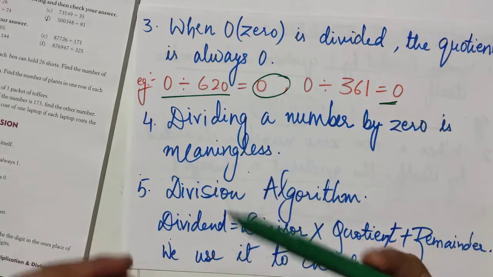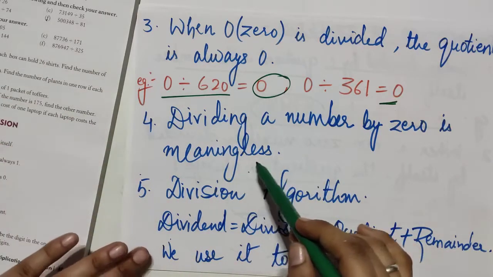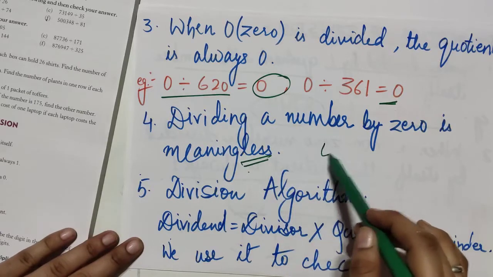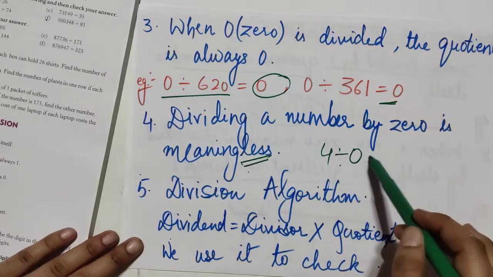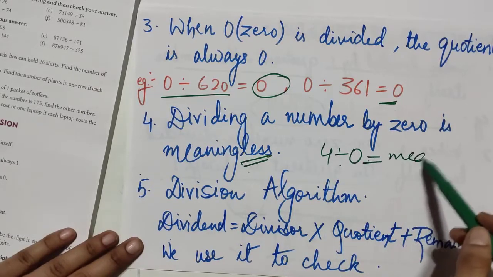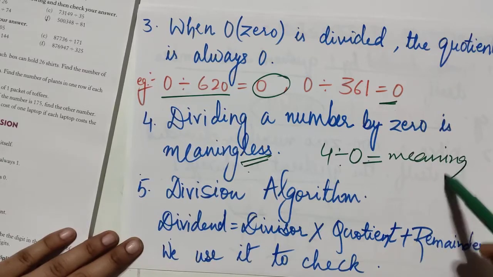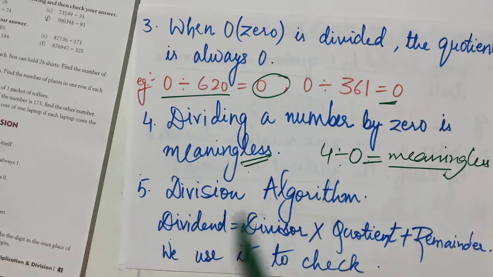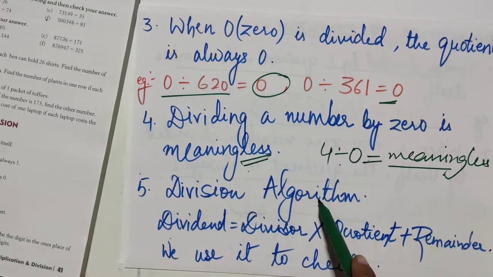If we divide a number by 0, we get nothing. Like if we say 4 divided by 0, it is meaningless. We don't know about this. We can't solve this. Next is the division algorithm.